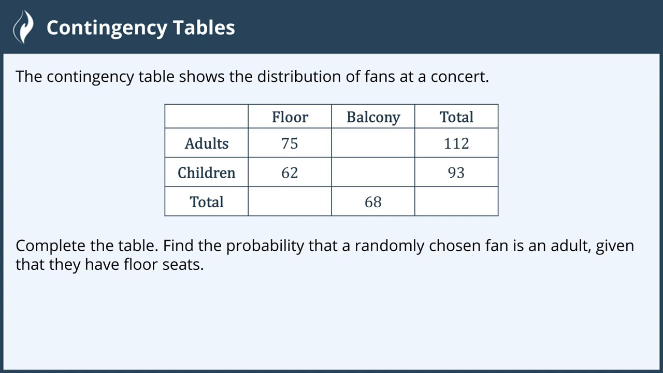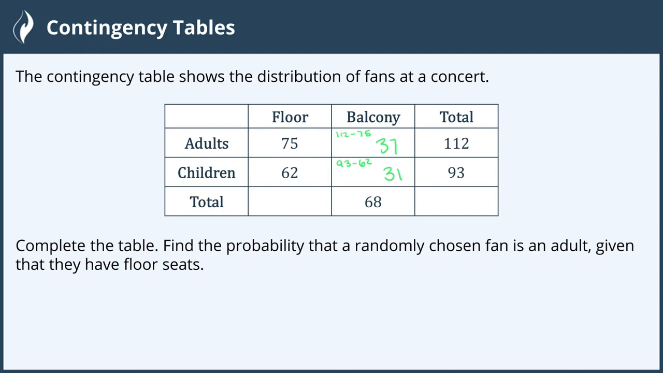The first thing we need to do is find all of the blanks in our contingency table. To do that, we just take our totals and subtract the parts that we've been given. So in our first row, the balcony seats for adults will be the total of 112 minus the floor seats, 75. 112 minus 75 is 37. The next row, the balcony seats for the children will be the total of 93 minus the floor seats of 62, giving us 31.